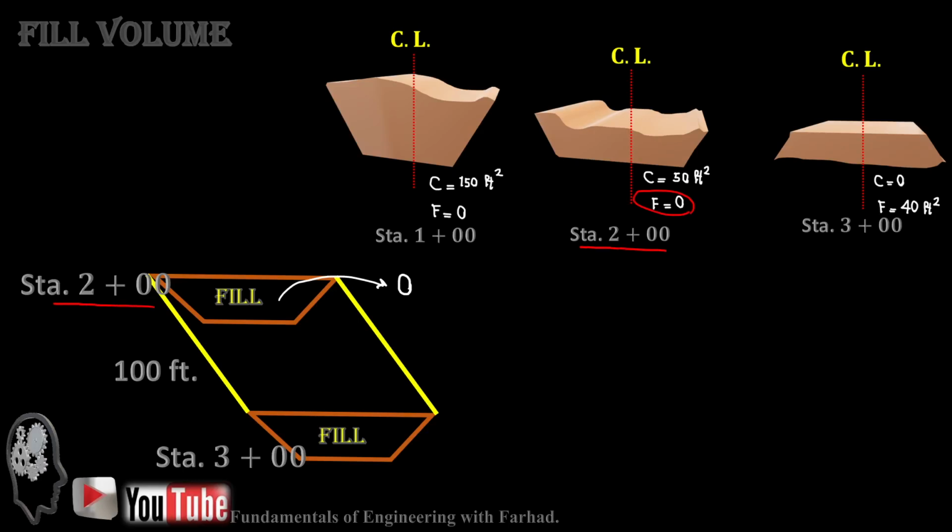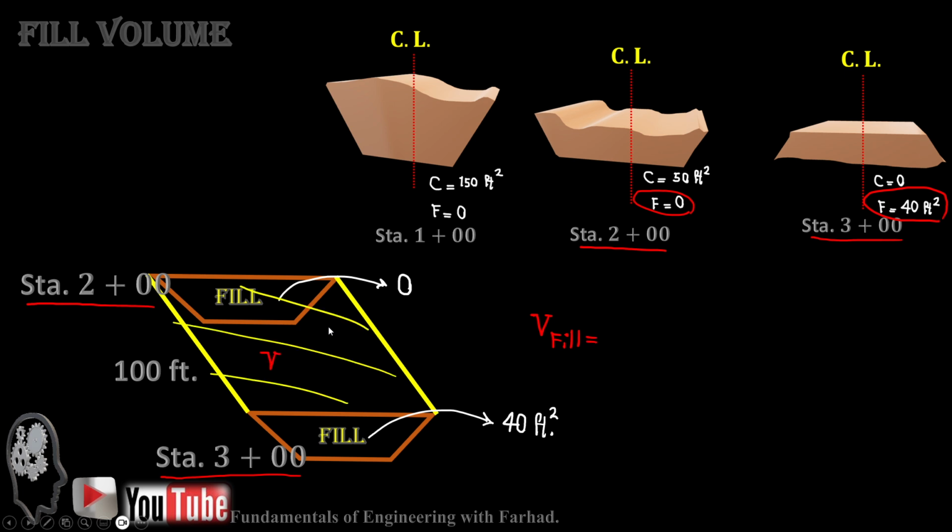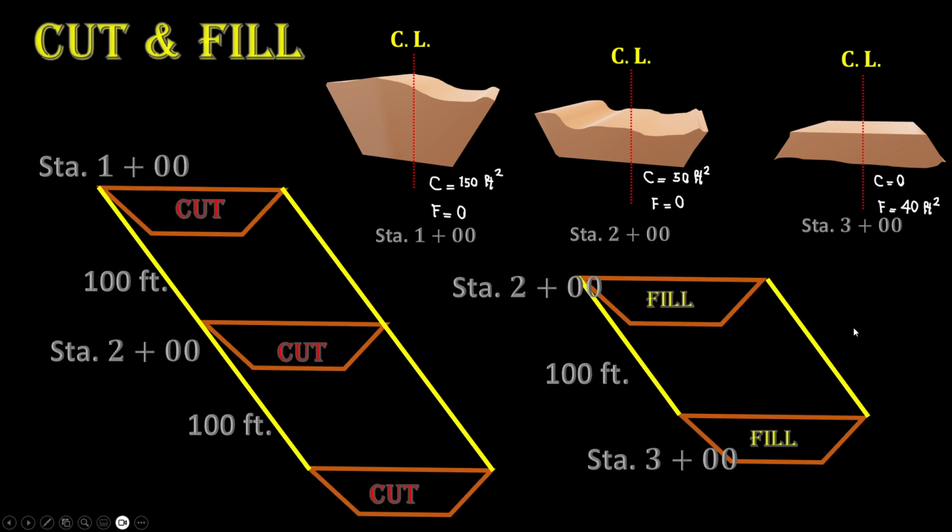Let's jump to the fill calculation. Between station 1 and 2 there is no volume because both of them are 0. We start from station 2, which is 0, and station 3 is 40 feet squared, and we do the same math for the volume of fill. It gives you the average of these two cross sections times the distance, and that's 2,000 cubic feet.